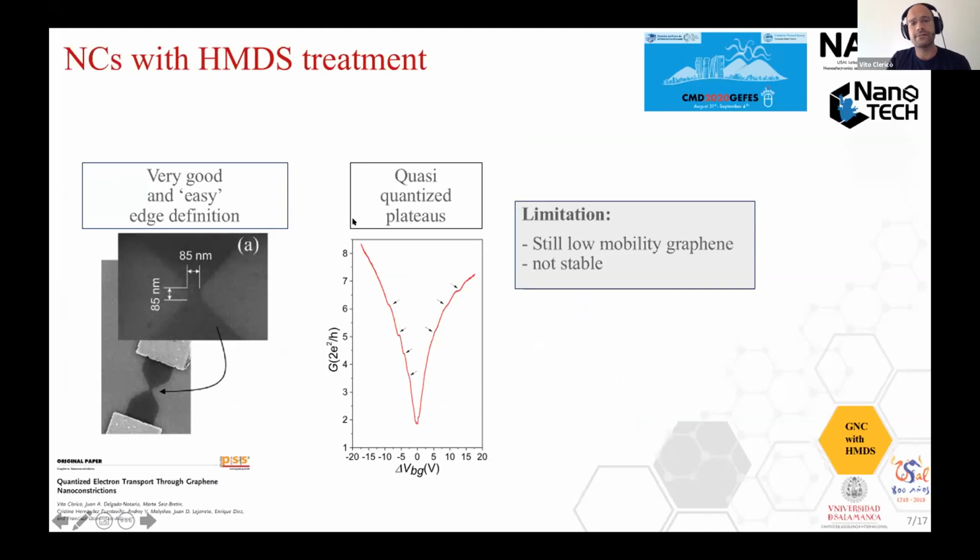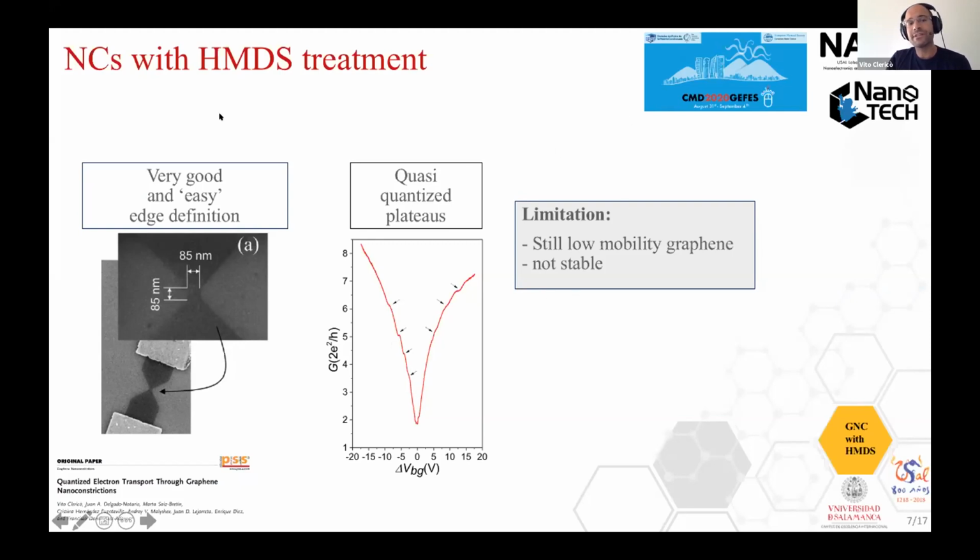And from the measurement, from plotting the conductance with respect to the gate voltage, I observed some kind of quantization, even if it's not exactly at the conductance quantum.